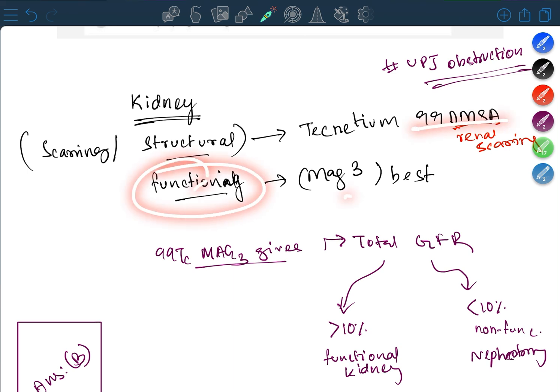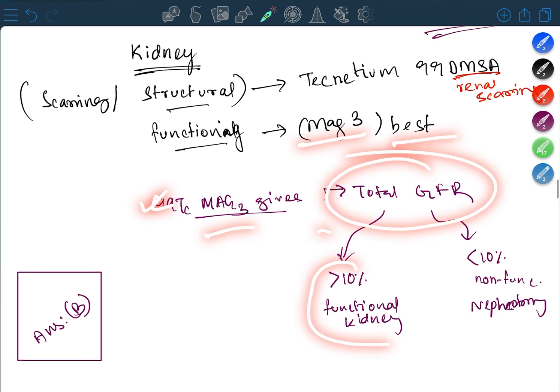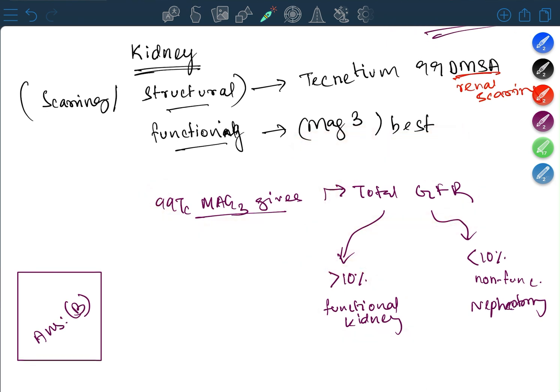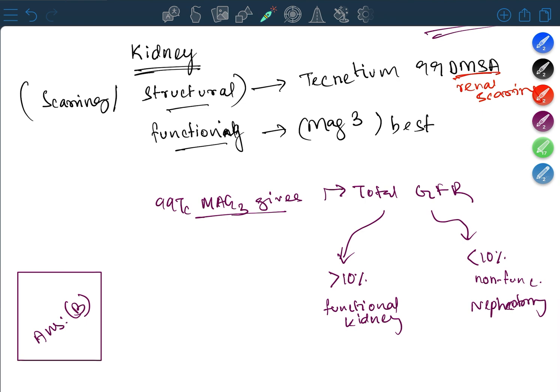For the functioning of the kidney, we do MAG3. 99 Tech MAG3 gives total GFR. If it is more, then it is a functional kidney. What do we get from 99 Tech MAG3? We get total GFR. Now if it is more than 10, then the kidney is still functional. But if it is less than 10, then it is not functional. Then we prefer nephrectomy, hence removal of the kidney.